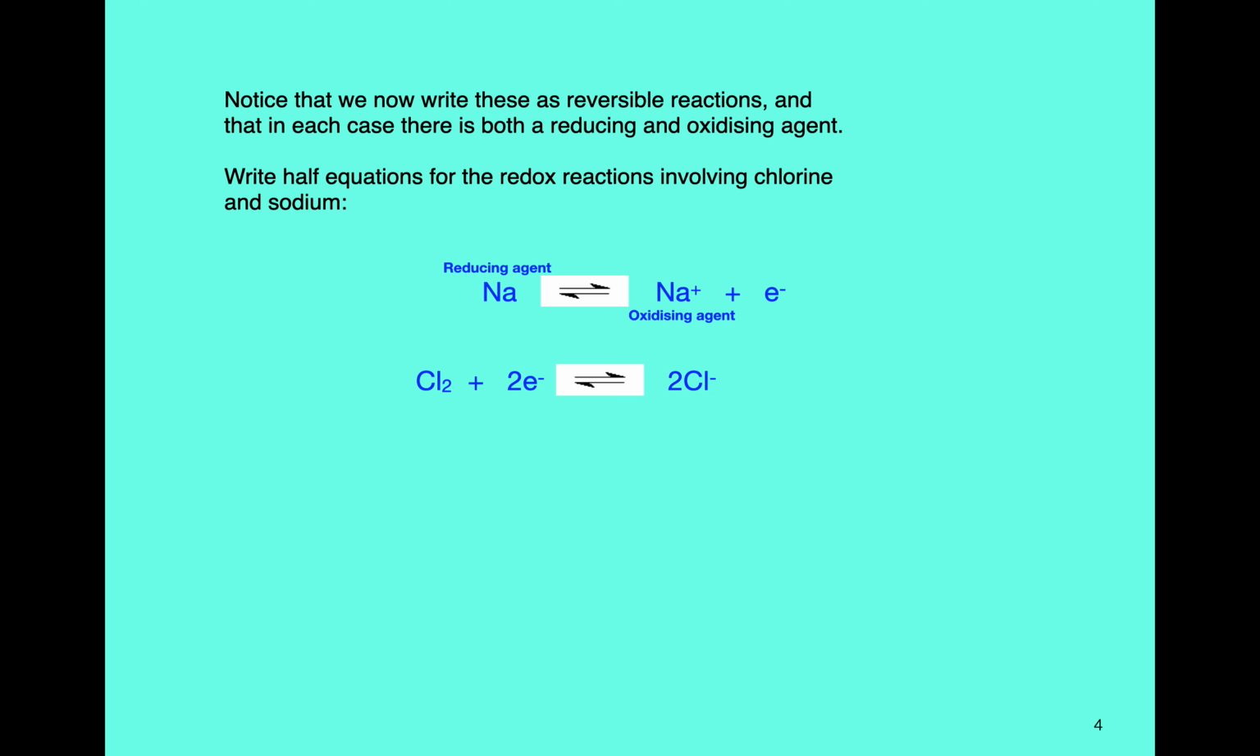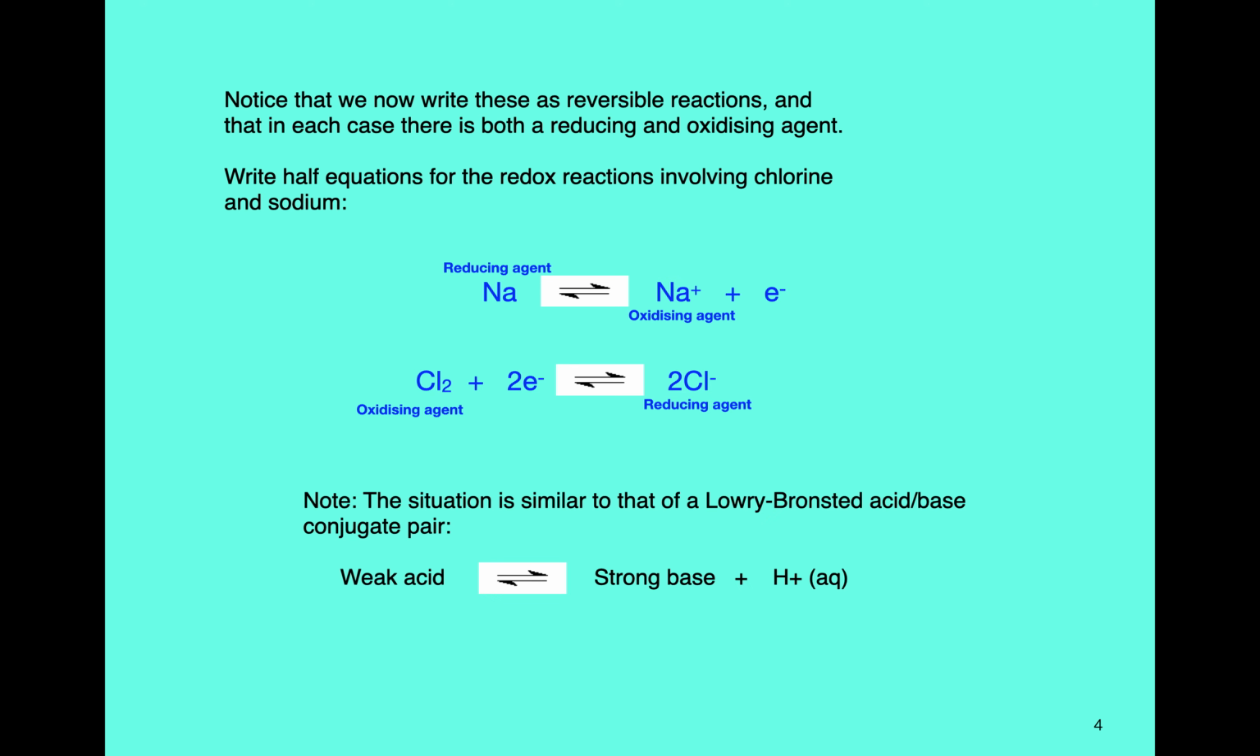The chlorine here gains 2 electrons, so the chlorine is the oxidizing agent. Chloride could potentially be a reducing agent. It's a bit like the Lowry-Bronsted acid-base pair, isn't it? And the relationship is mediated by an electron or by electrons, just as it was mediated by protons in that theory.